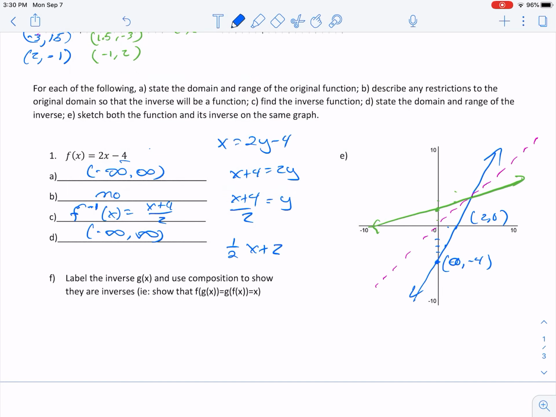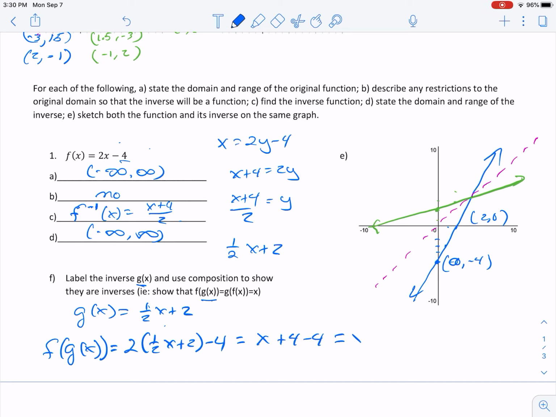Next thing it asks us to do is use composition. So I have to put this one into that. They want me to call the inverse g. So g of x is equal to 1/2 x plus 2. If I do composition, I have to put that into my original function. So f of g of x equals 2 times 1/2 x plus 2 minus 4, which is x plus 4 minus 4, which equals x.